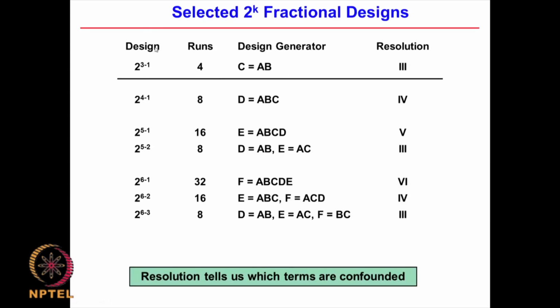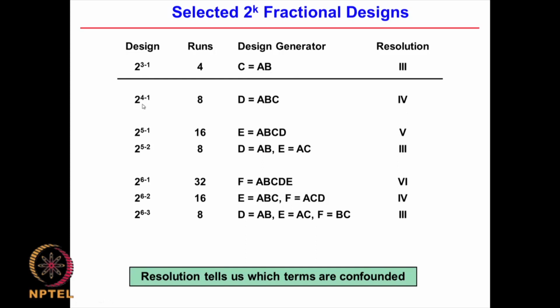Okay, so let us again come back. Suppose I have 2 power 3 minus 1, that means there are 4 runs instead of doing 8 runs, okay, for a 3 factor, instead of doing 8 runs I want to do only 4 runs, that is half of 2 power 3. The design generator is C is equal to AB, okay. So I have A, B, and then I have AB, under that AB column I will put it as C. This is a resolution 3 design, okay.